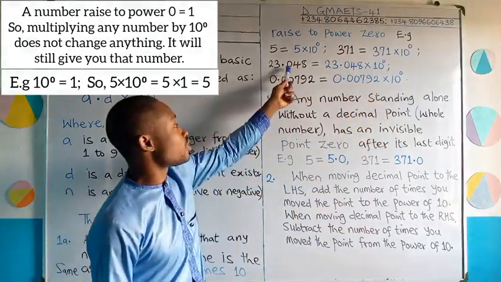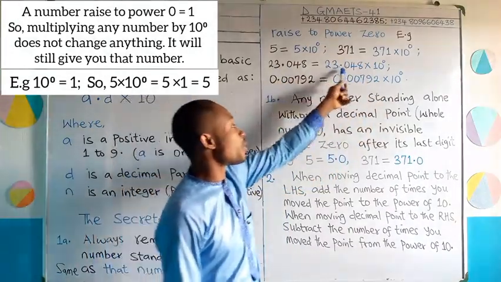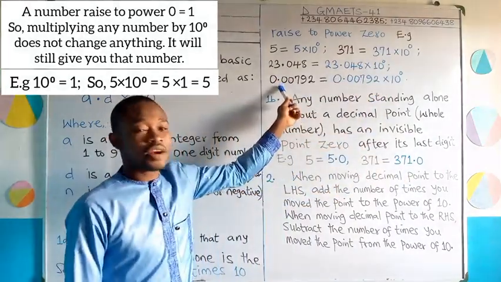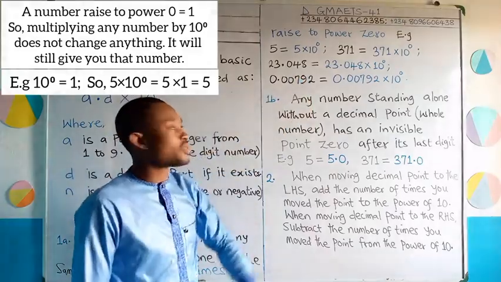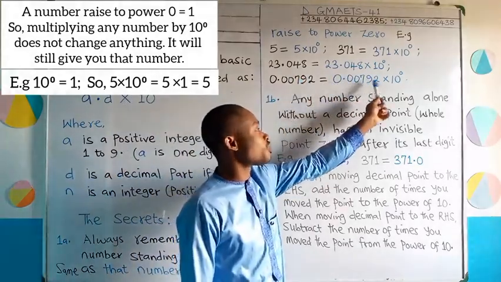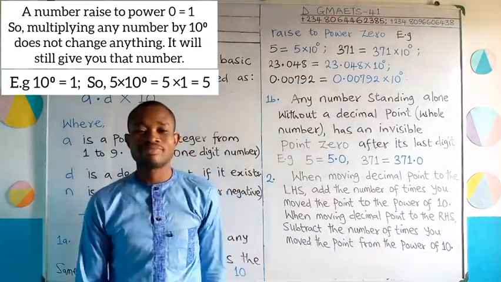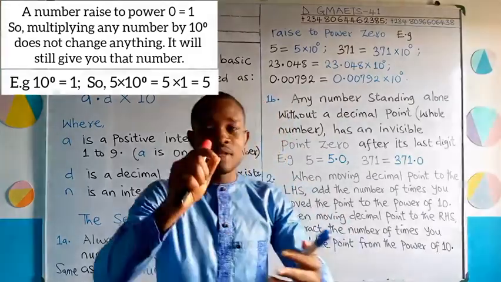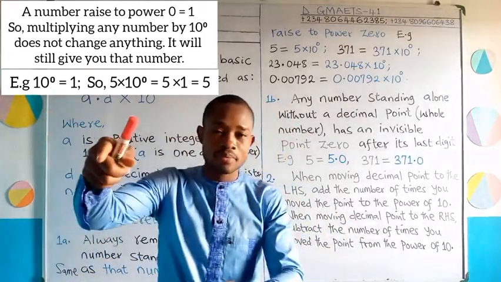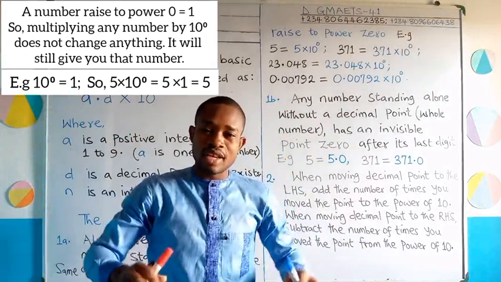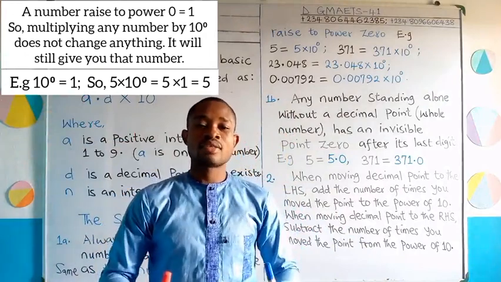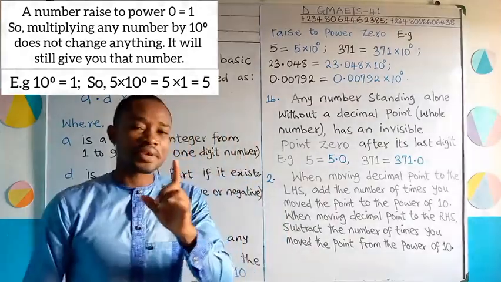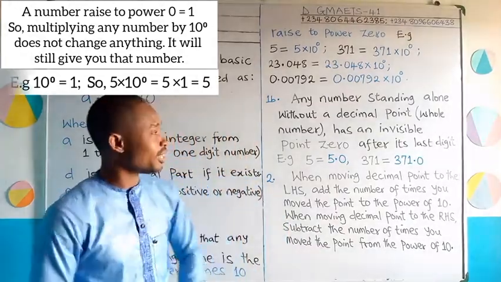Look at this one, 23.048 is the same as 23.048 multiplied by 10 raised to the power 0. Look at this, 0.00792 is the same as 0.00792 times 10 raised to the power 0. So whenever a number is given to you and you don't see anything times 10 to any power, that number standing alone is the same as multiplied by 10 raised to the power 0. That is secret number 1. You want to always remember that.